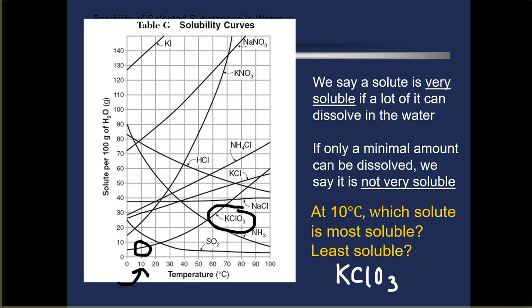Which is the most soluble? So we will look up and find the very topmost line that crosses that 10 degrees, and we find that KI, or that potassium iodide. So that one is the most soluble at that temperature.